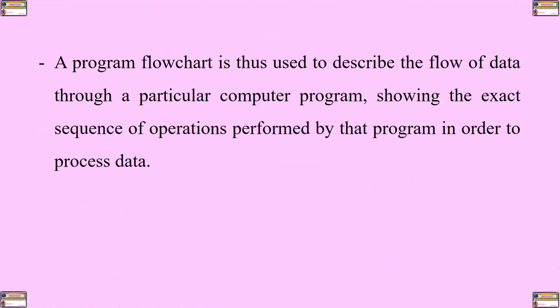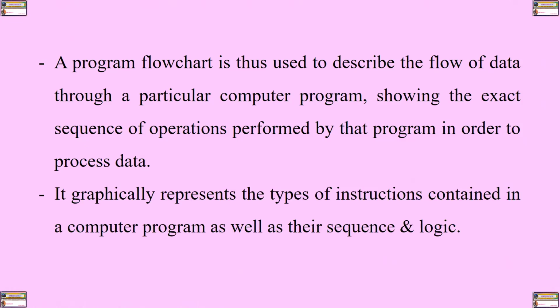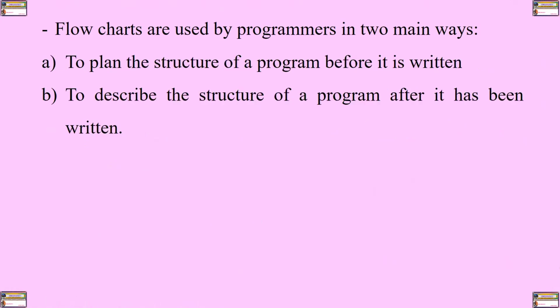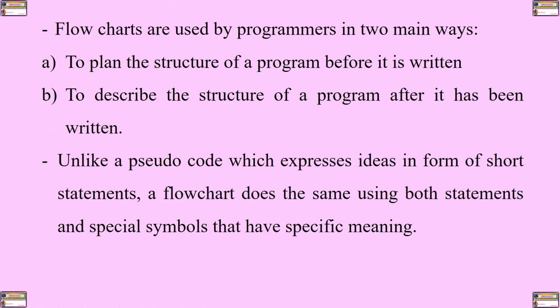A program flowchart is thus used to describe the flow of data through a particular computer program, showing the exact sequence of operations to be performed by that program in order to process data. It graphically represents the types of instructions contained in a computer program, as well as their sequence and logic. Flowcharts are used by programmers in two main ways. Number one, to plan the structure of a program before it is written. Number two, to describe the structure of a program after it has been written.